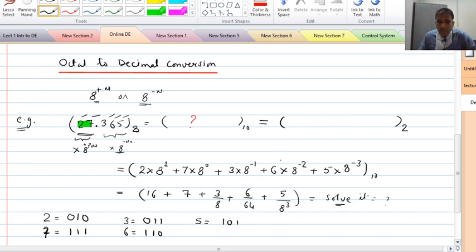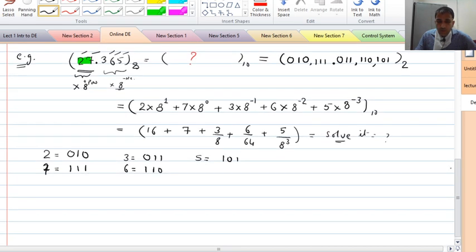So, we have to write here 0 1 0, 1 1 1, point 0 1 1, 1 1 0, 1 0 1, and it is the equivalent representation in binary form. That is, we can also convert this number to binary.